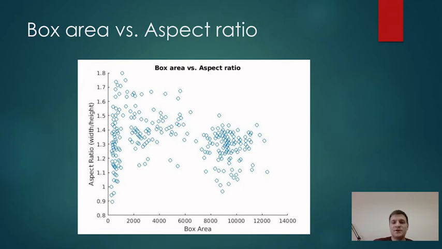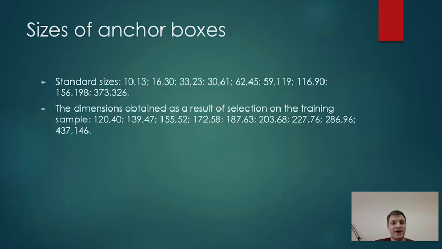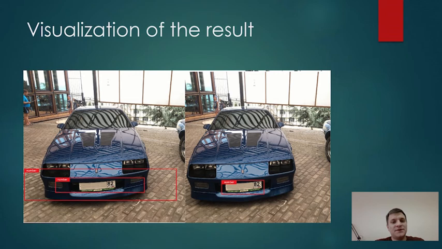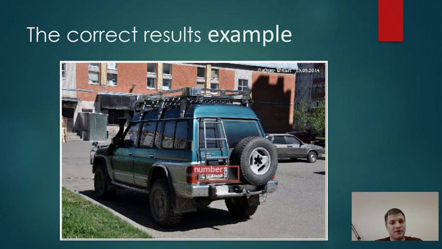The YOLO detector initially uses entry boxes that are optimized for the characteristics of COCO dataset objects. The method of calculating entry boxes involves the analysis and clustering of bounding boxes of placed objects by area and the ratio of width and height. Large areas on the chart define the size of the entry boxes. This slide demonstrates the different sizes of entry boxes. Training the detector with the new entry boxes improved the result of correctly recognized numbers by 7%, but at the same time the false positive result increased to 2.7%. The allocated boxes of car plates began to be localized more accurately at the same time. This is a visualization of the result. This is the correct result example.